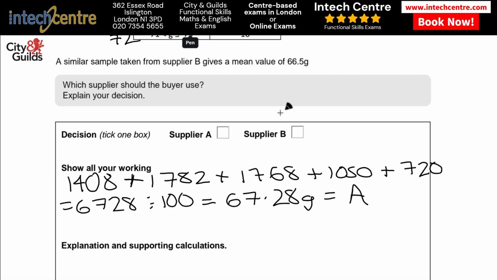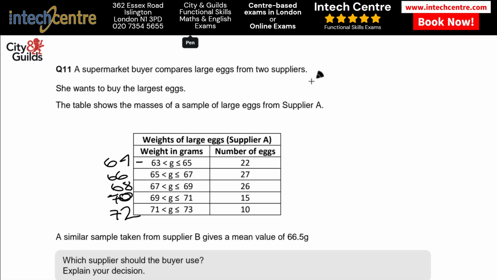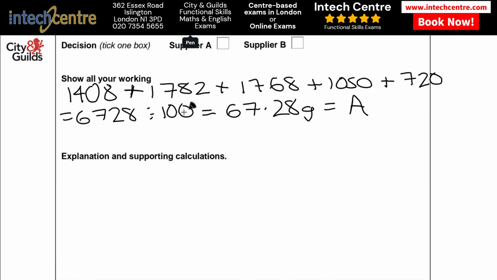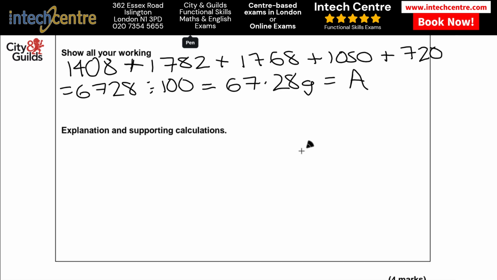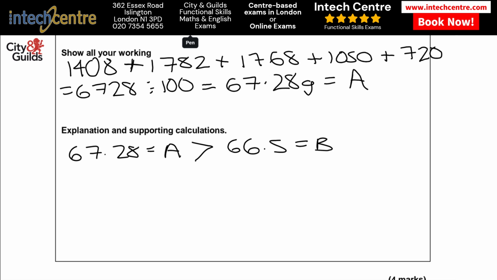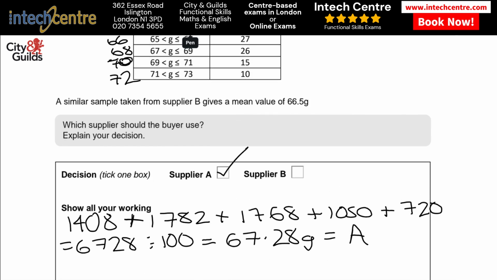We're told here that the mean value for B is 66.5 grams. She wants to buy the largest eggs, so in terms of weight, supplier A's eggs weigh more. So 67.28, which is A, is bigger than 66.5, which is B. On average, what you would write as your explanation is that supplier A's eggs weigh 0.78 grams more, because 67.28 minus 66.5 equals 0.78 grams more for A. So the supplier that we would go for would be supplier A.